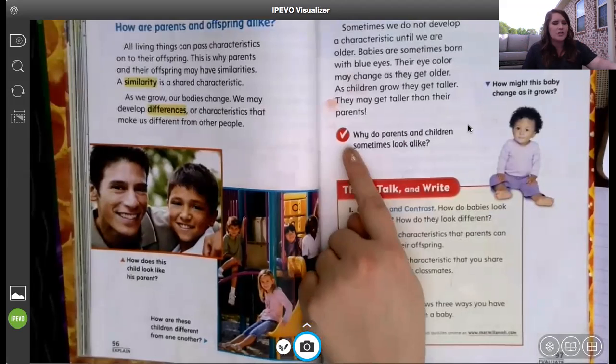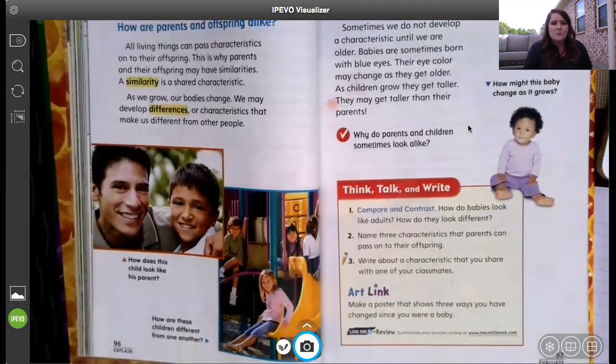So our question, just our comprehension check, why do parents and children sometimes look alike? Why do they look alike sometimes? So remember, parents and children or offspring look alike because they're passing their traits or their characteristics down to their children. So remember, some of those traits might show up later because you haven't finished growing yet.